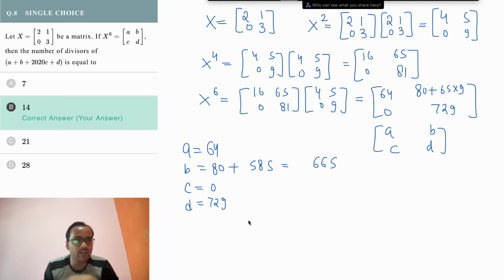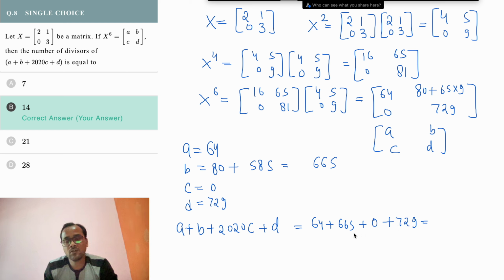Now they are asking the number of divisors of A plus B plus 2020 into C plus D. So what is this coming out to be? 64 plus 665 plus 2020 into C, that is 0, plus 729. 64 plus 665 will be 729 plus 729. So that's 2 into 729. 729 can be written as 3 raised to power 6.